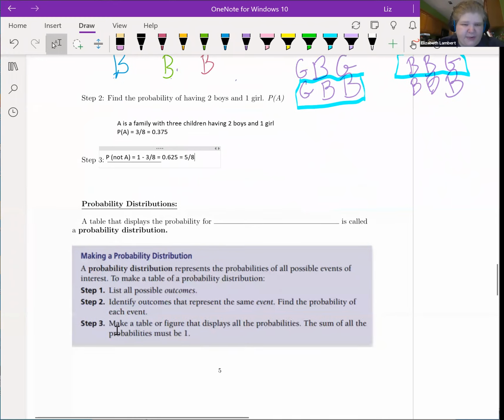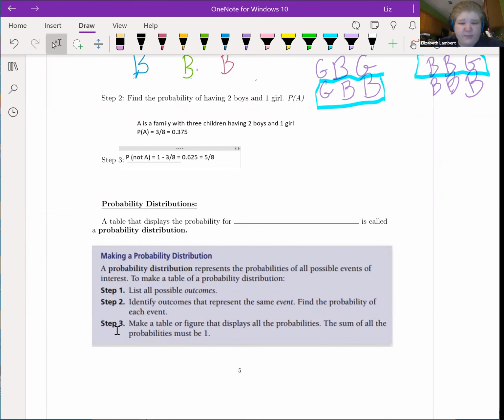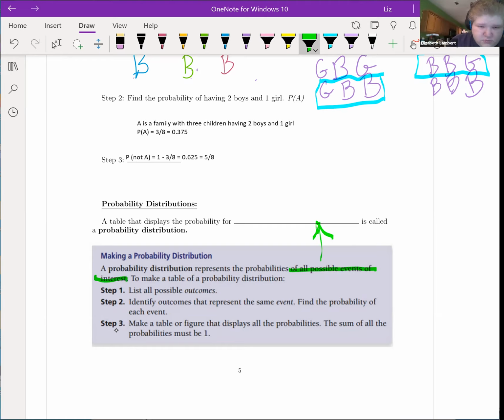All right. The table that displays the probability for all possible events of interest is called a probability distribution. I literally read the words from down here. So the distribution is a table with all the possible outcomes and the probability of the events. So first we list the outcomes, then we group the outcomes based on the events, so the way we're looking at it.